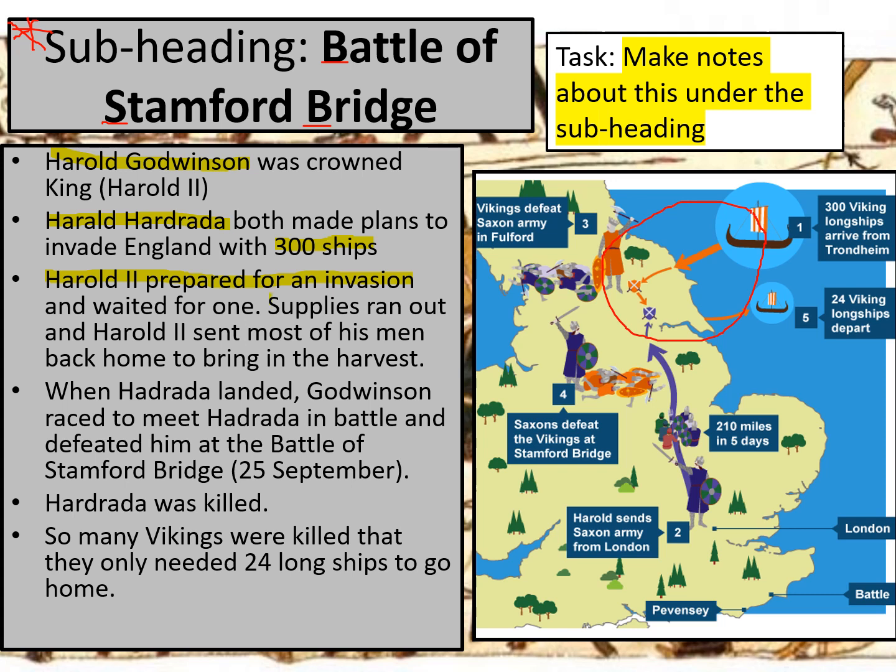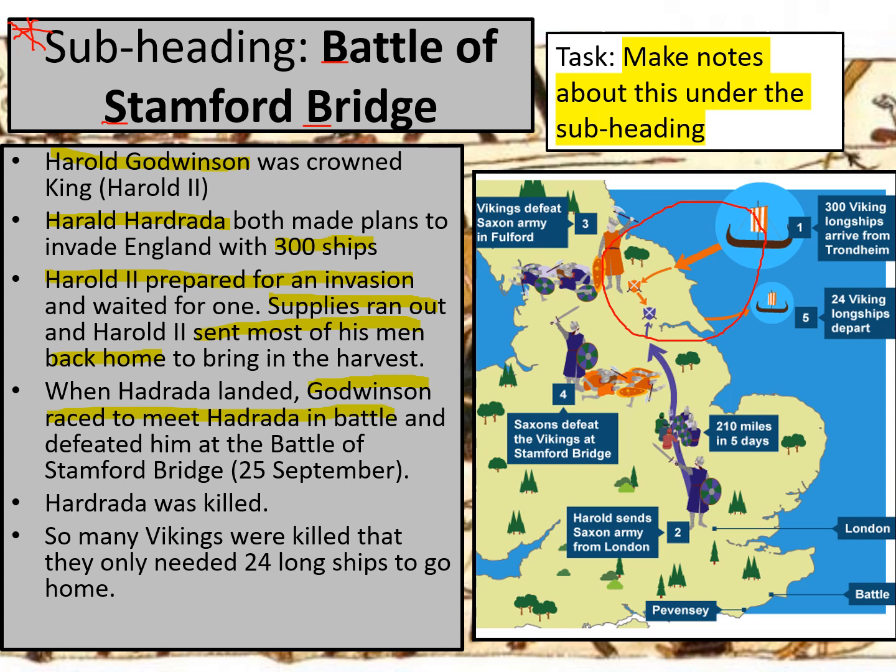His supplies ran out, so he had to send most of his men back home to collect more resources. So when Hardrada landed in England, in the area that I've located on the map, Godwinson raced to meet Hardrada in the battle and defeated him at the Battle of Stamford Bridge.